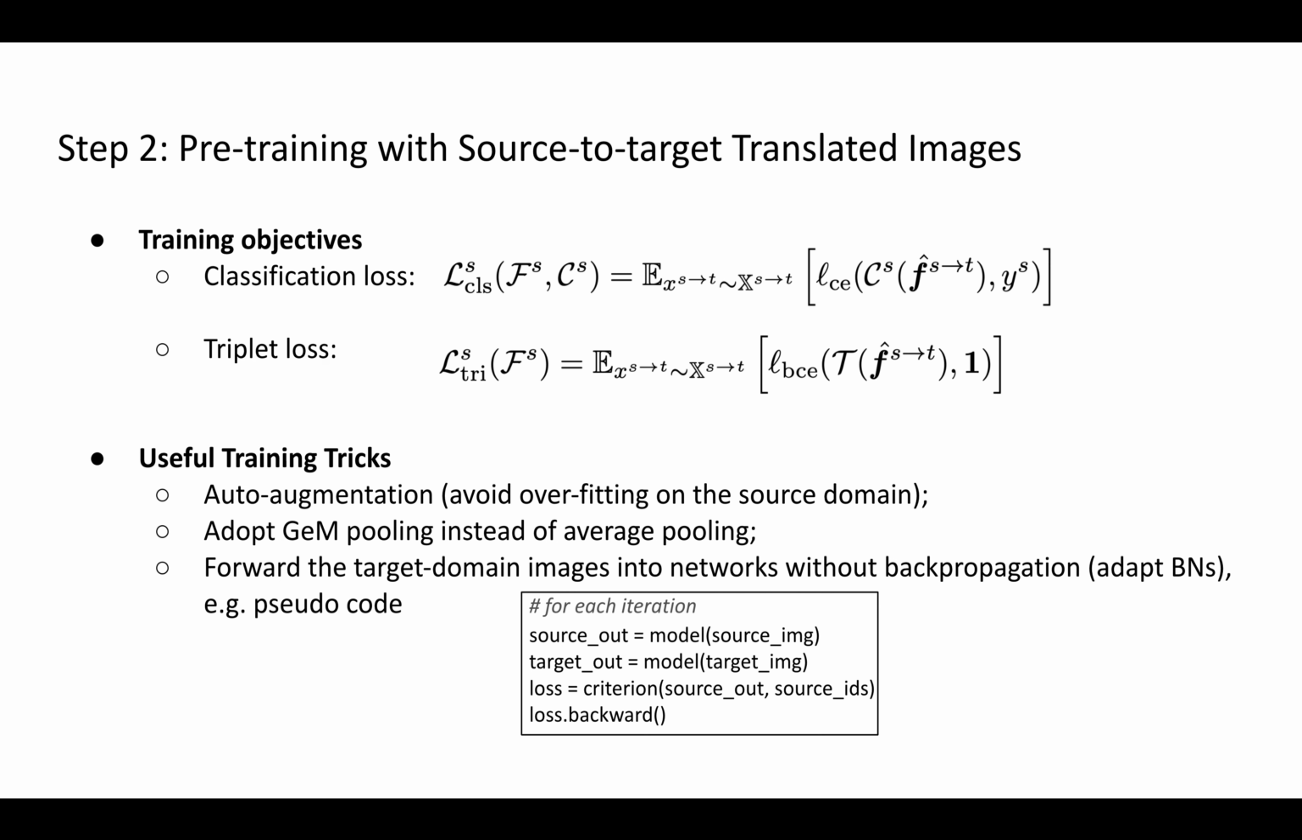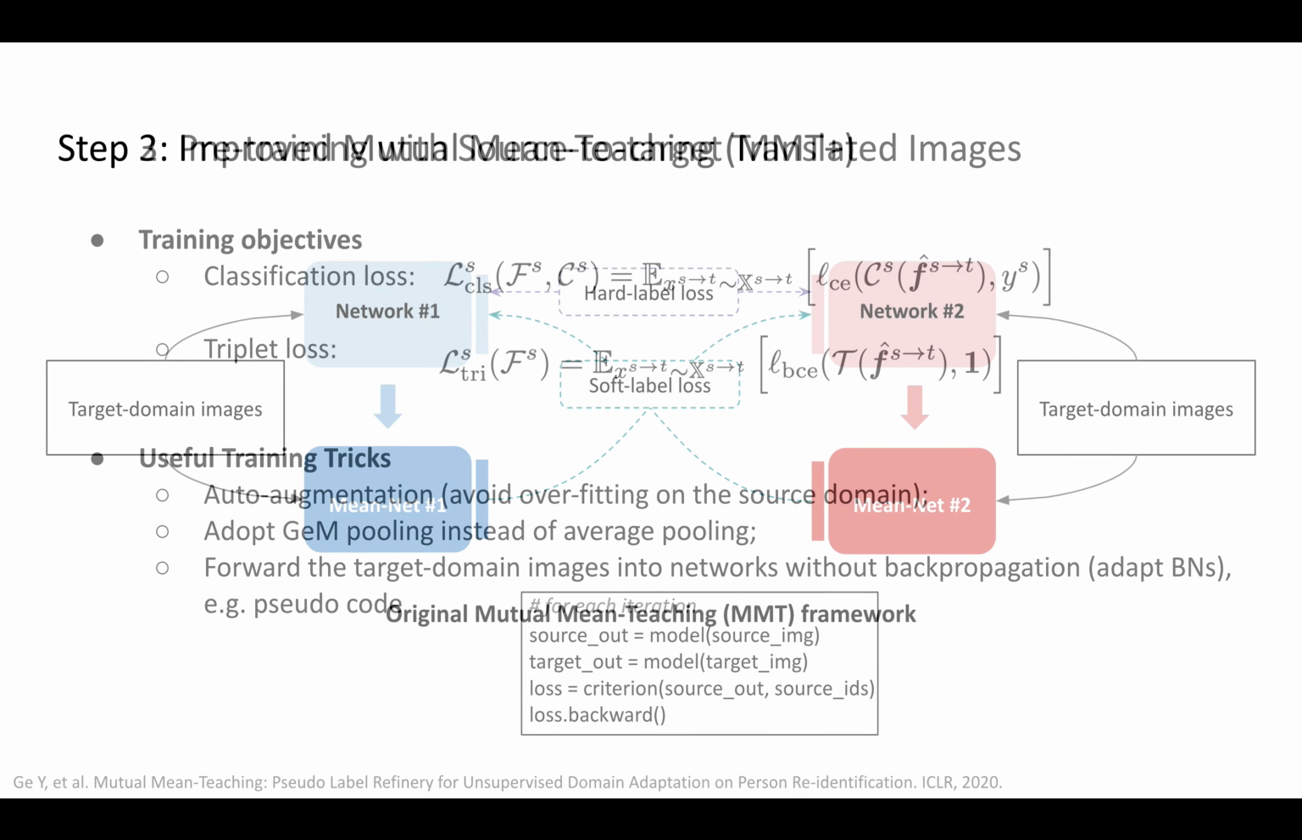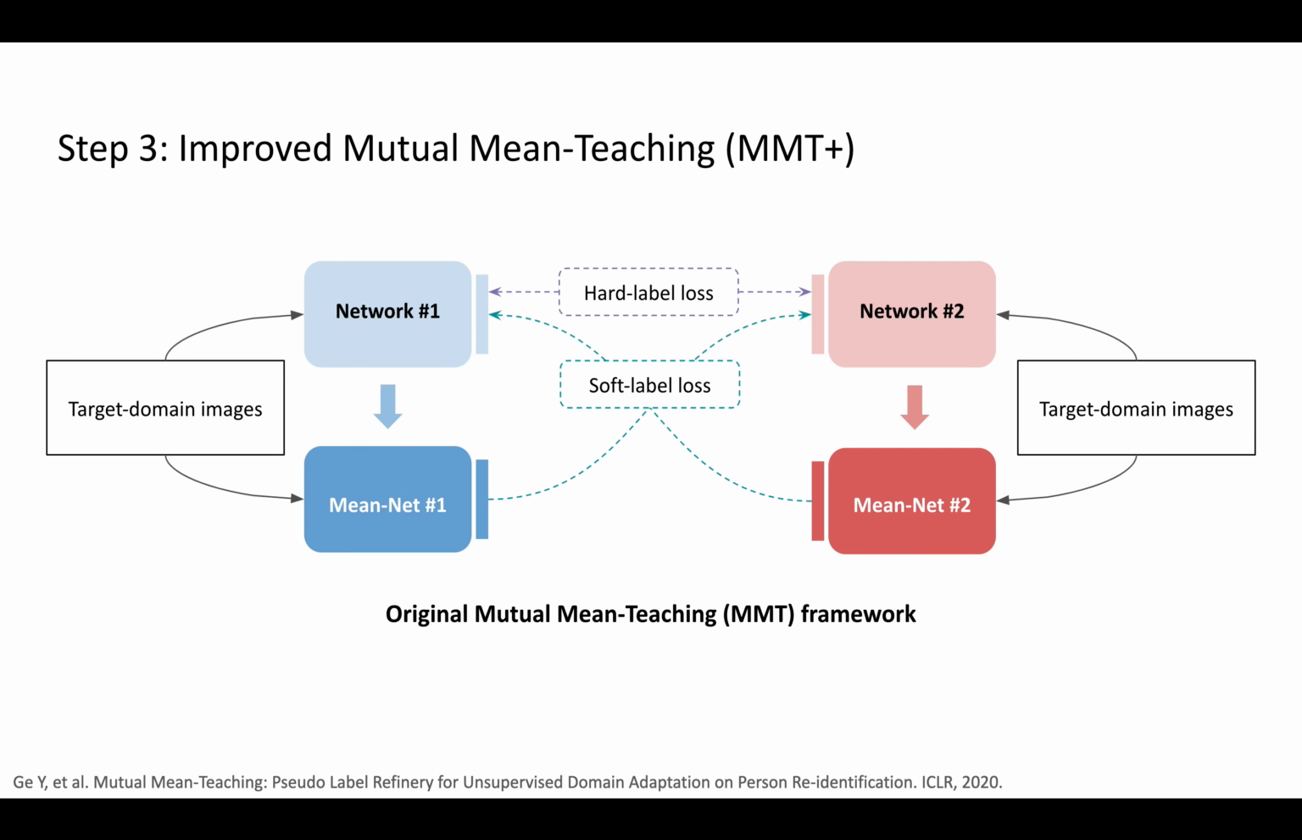After pre-training with translated images, the network can roughly capture the target domain distribution. For the last step, we fine-tune the network on the target domain with the mutual mean teaching framework, which was published in ECCVW 2020. The mutual mean teaching framework adopts a couple of networks, and each network's mean teacher network supervises the training of the other one by predicting robust soft labels.